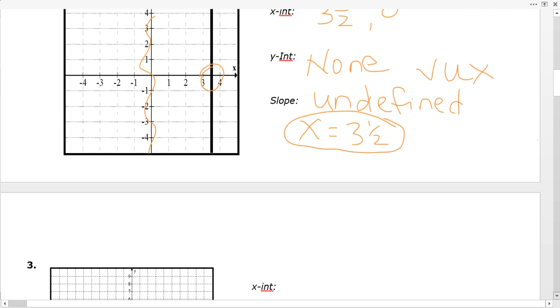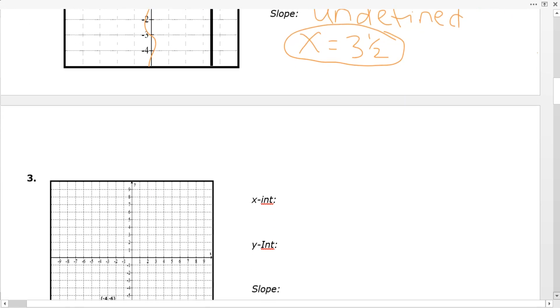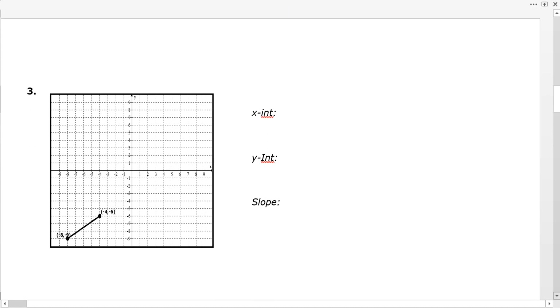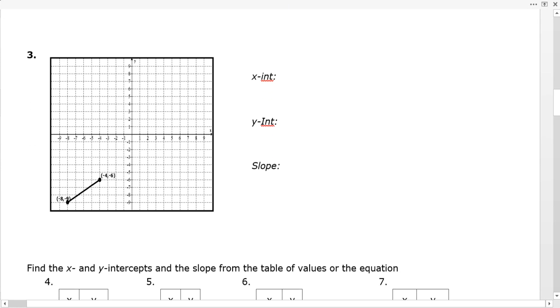Next one. Okay, this one doesn't actually cross the x or y axis. So we could do a couple things. If you feel like you have a really steady hand, you could extend the line out and say, oh, maybe it's at 3, and then it disappears. Although my line might not be straight. So I'm going to work it out. The easiest thing to do would be to find the slope.